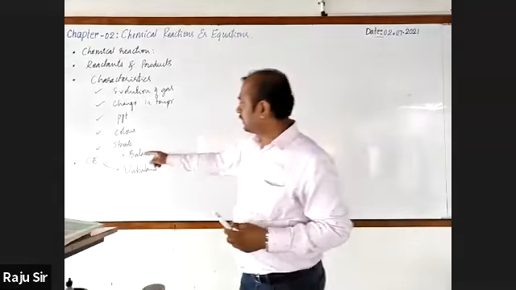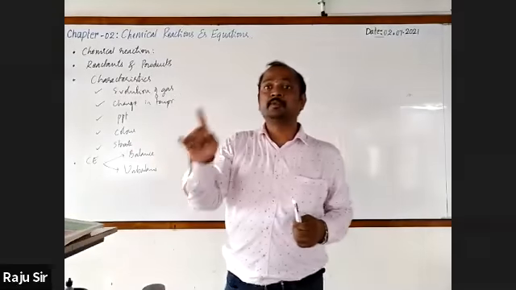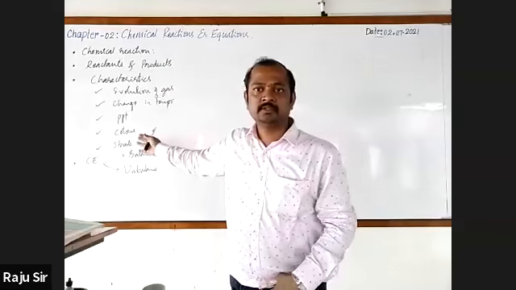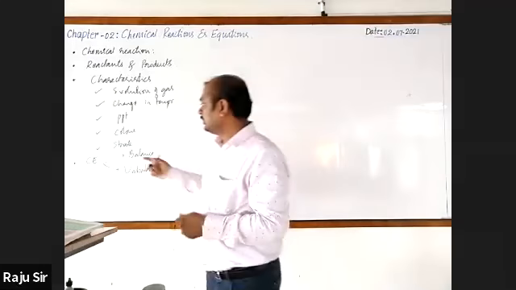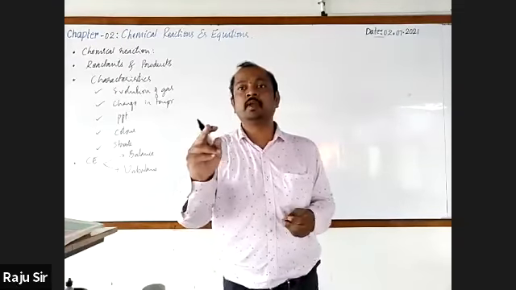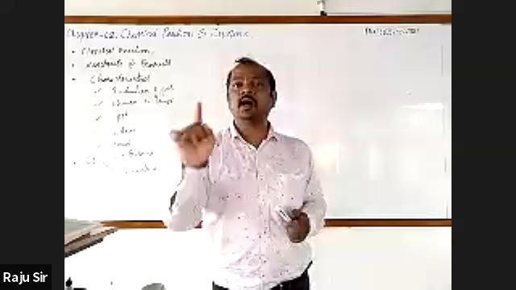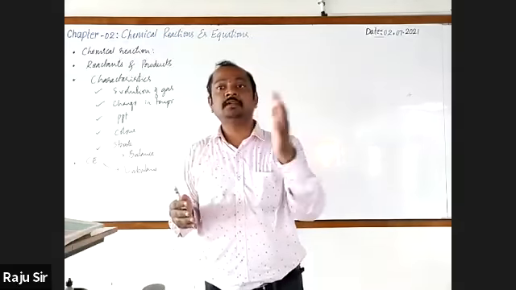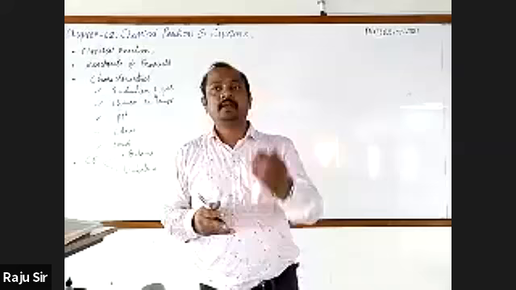The chemical equation in which the number of atoms of each element on the reactant side is equal to the product side is balanced. If they are not equal to each other, then it is unbalanced. The balanced chemical equation will satisfy one of the laws of chemical combination: the law of conservation of mass. According to this law, mass can neither be created nor be destroyed.